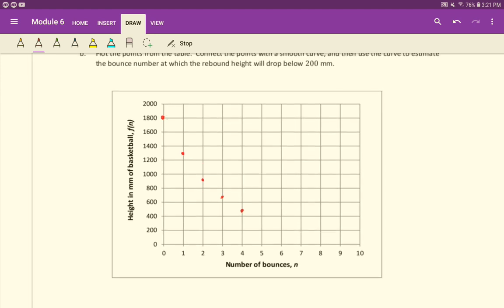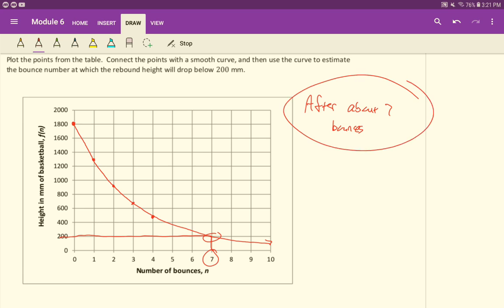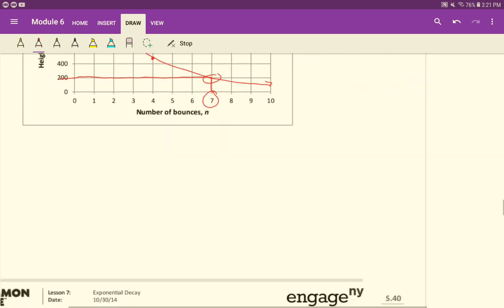Okay, and so we'll connect these dots as carefully as we can here. Just going to probably do something like this. So then where would it drop below 200? Wow, it actually crossed really nicely. There's 200, and it's right here after about 7 bounces. That is what we would expect it to be below 200 millimeters.